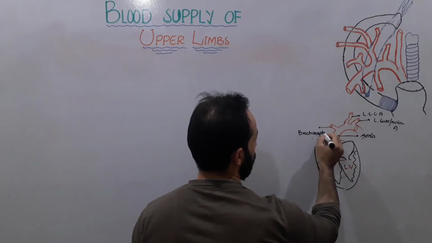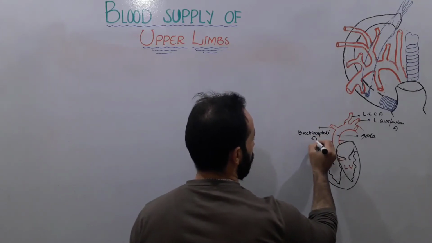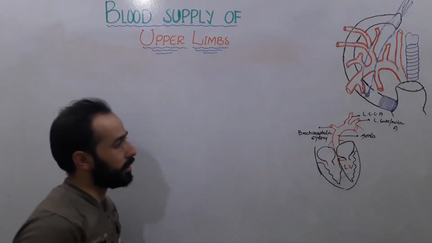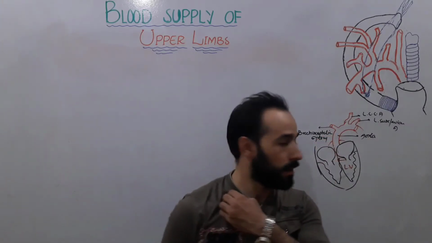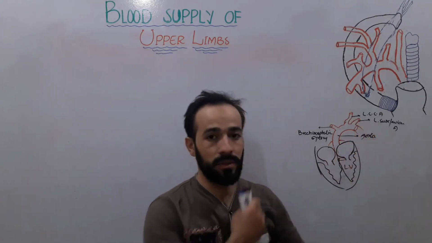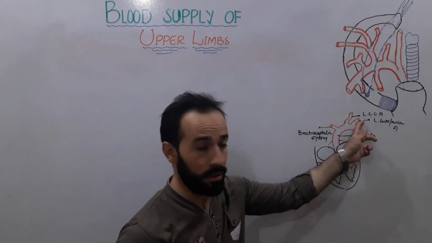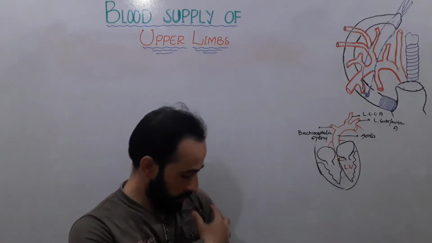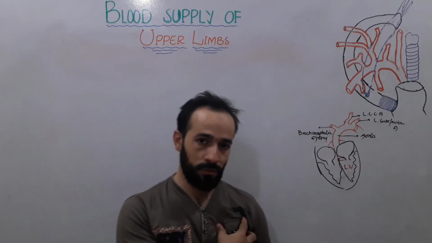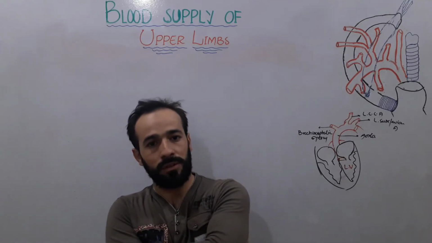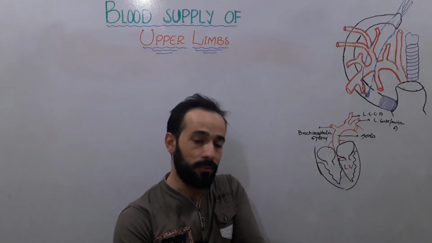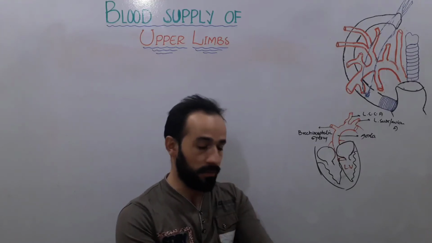Brachiocephalic artery. This is our brachiocephalic artery on the right side, and this is our left subclavian artery on the left side. This left subclavian artery will move forward and supply blood to the shoulder region, with some branches to the thoracic region and some to the posterior region. Then it will give a branch to the upper limb on the left side.